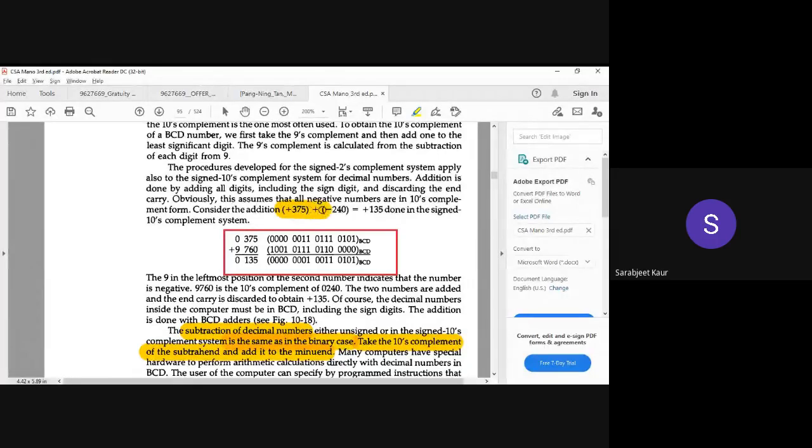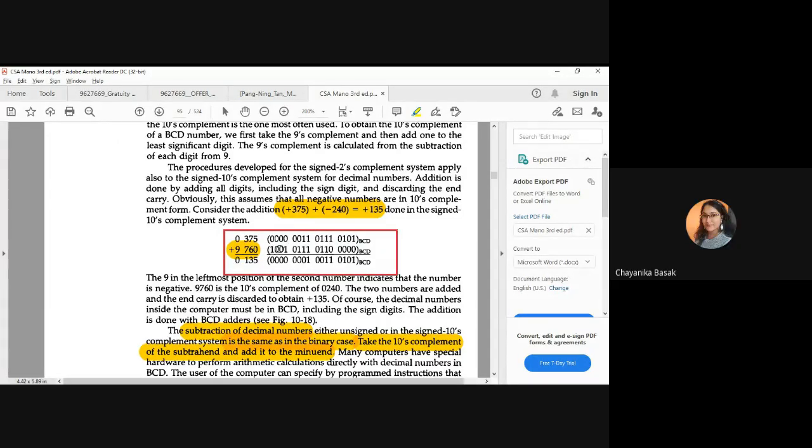This is what we have to do, okay? So we take the tens complement of this, which comes out to be this, which comes out to be this. After taking the tens complement, we have simply converted the numbers into their corresponding BCD numbers. So this is 0 3 7 5. You can see that, right?